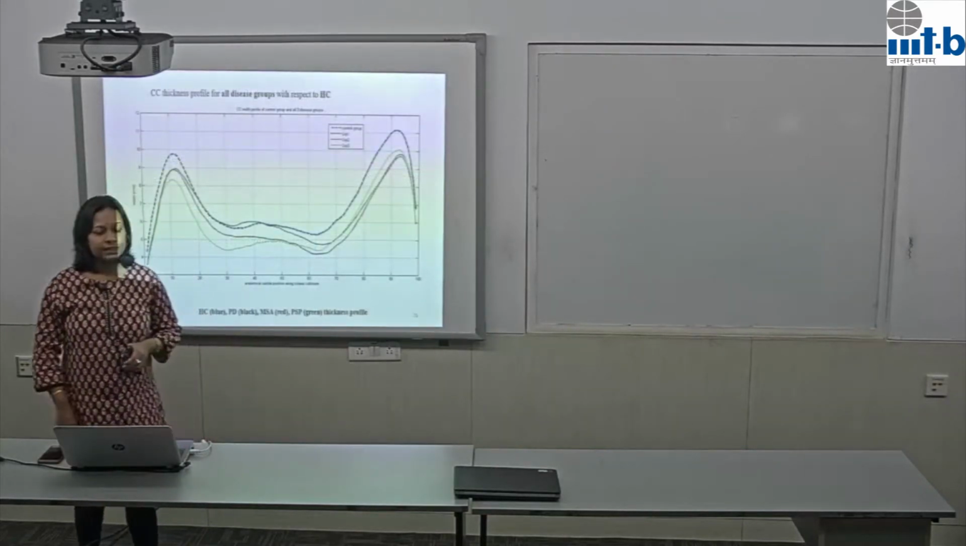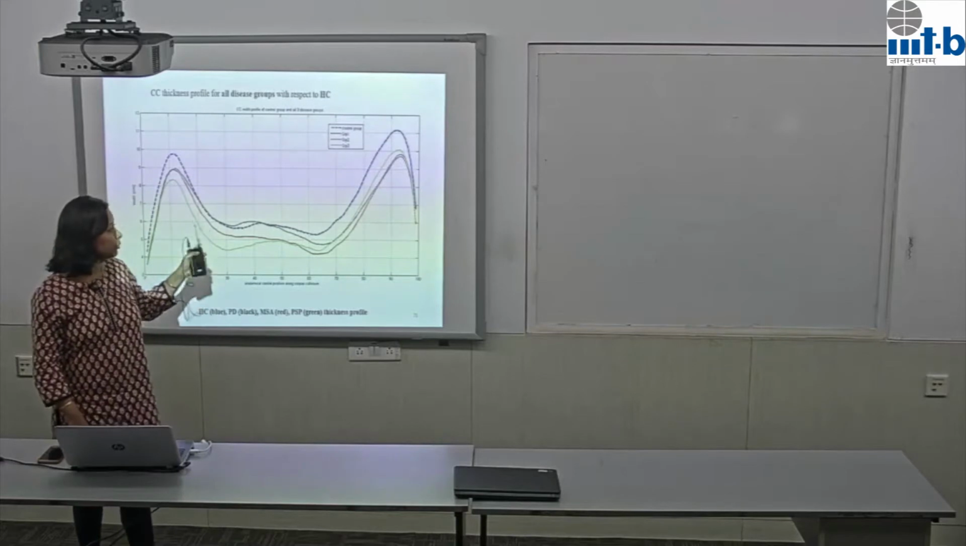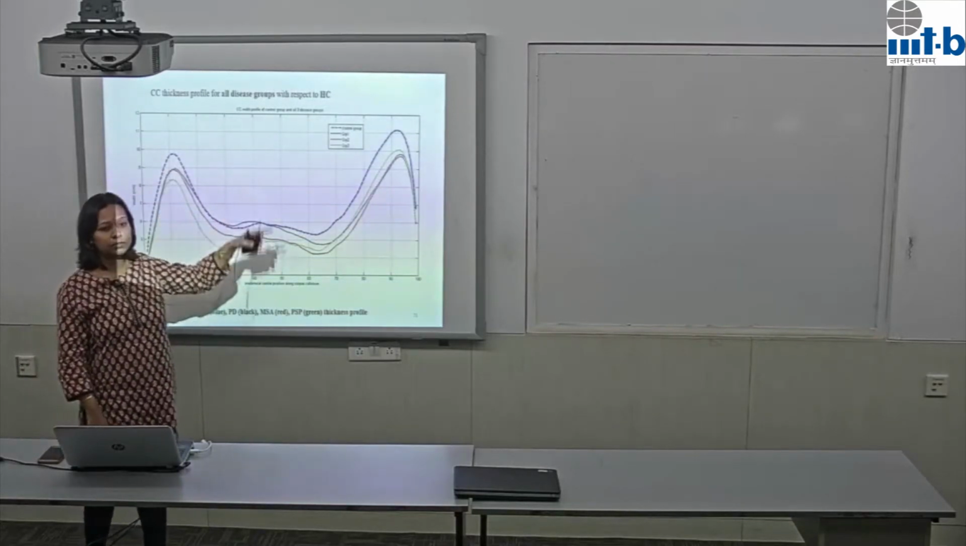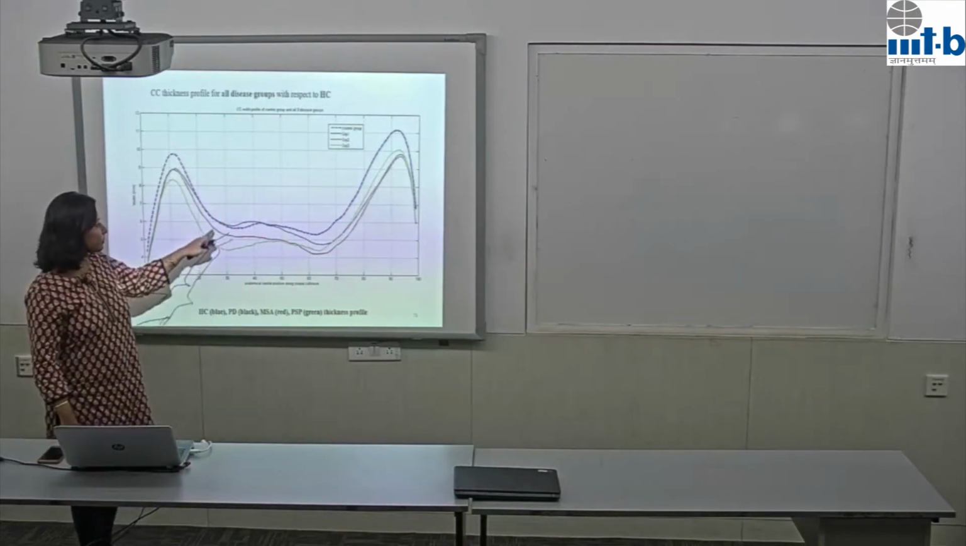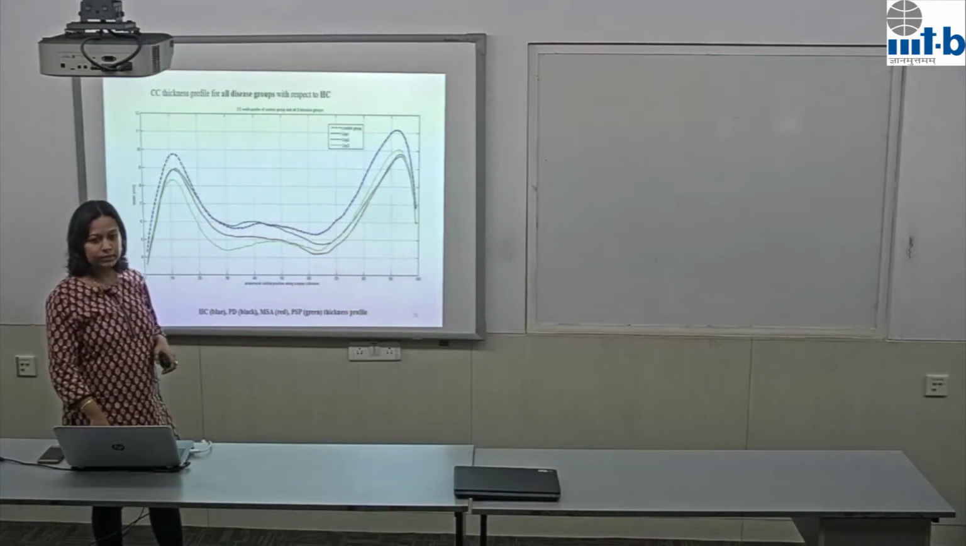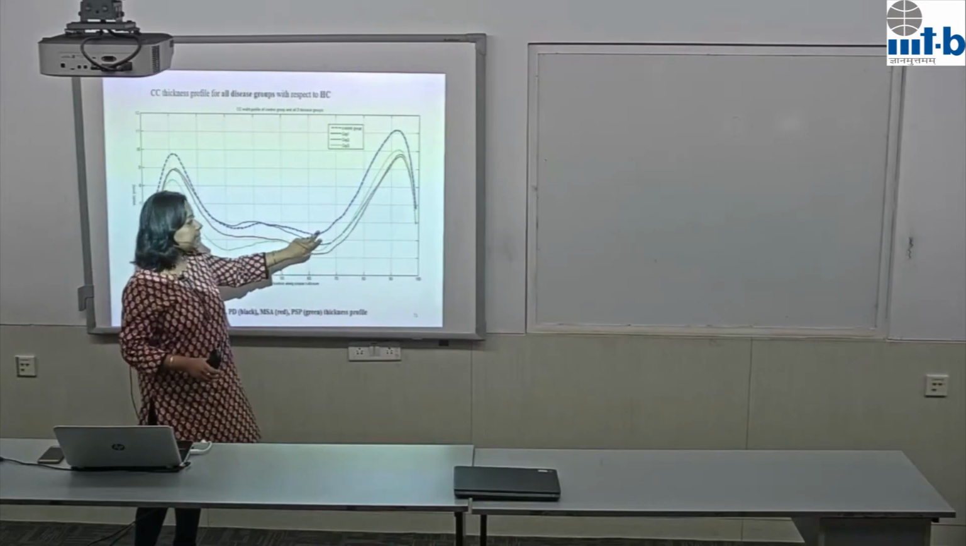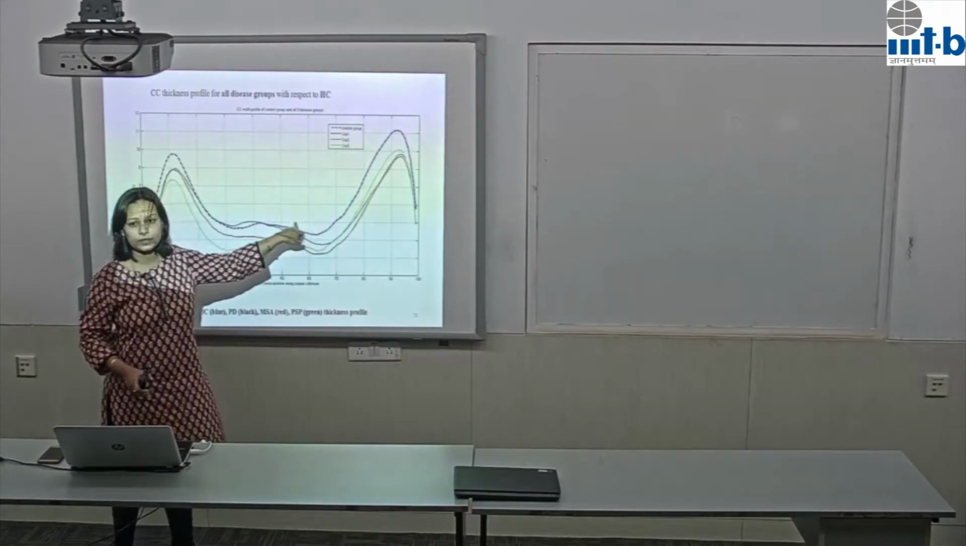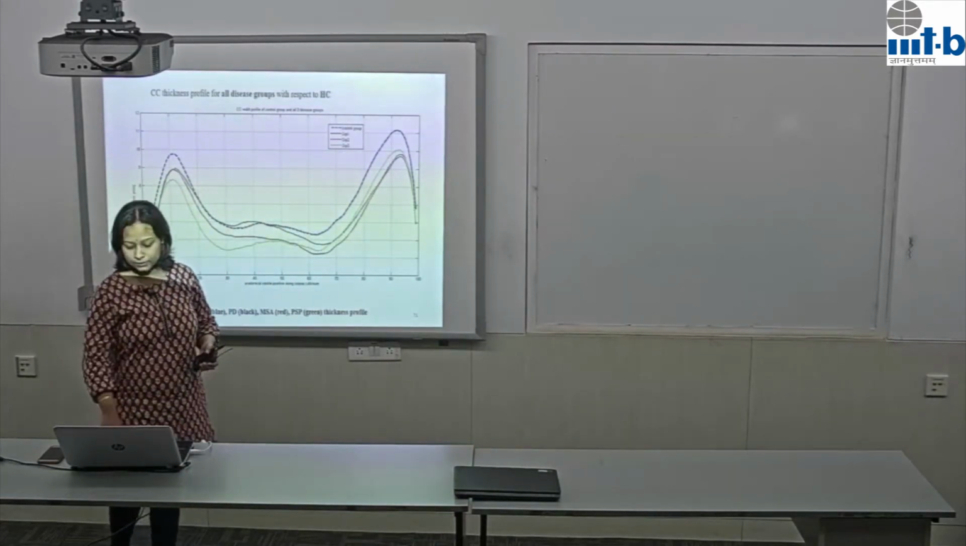And then this thickness profile is plotted. The blue dotted line shows the thickness profile of a healthy control, whereas the red, black and green lines show the thickness profile of the disease group. As you can see, the thickness is much reduced here compared to the healthy control. So how to quantify this?